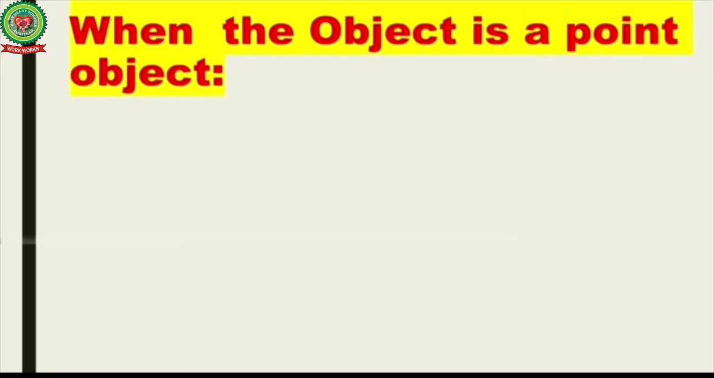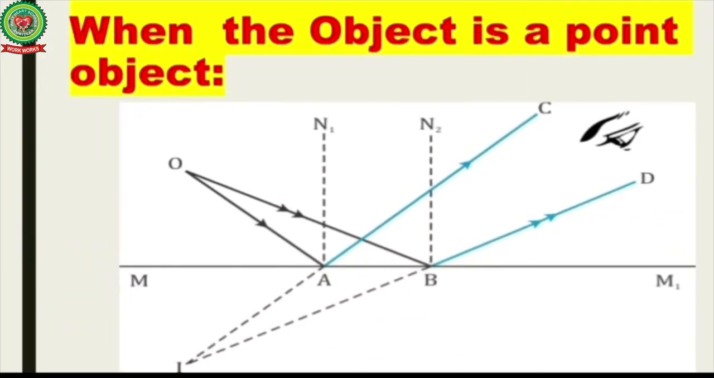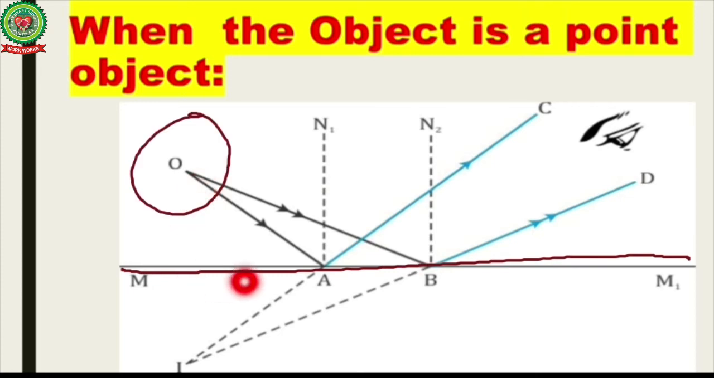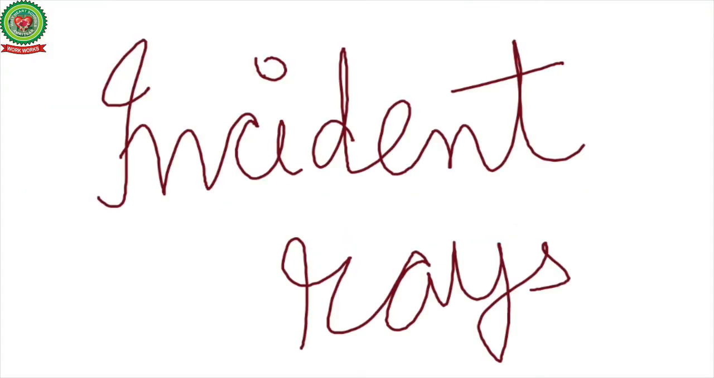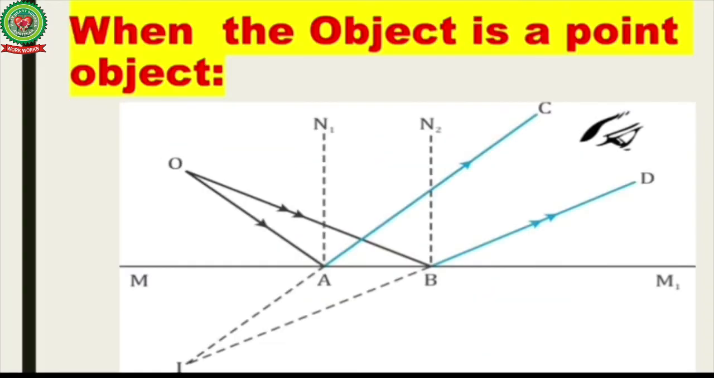Now let's discuss the first case when the object is a point object. Students, in this figure, M1 is the plane mirror, O is the point object, a dot object. From the point O, rays travel in all directions, but we consider only two rays which fall on the mirror. Let OA and OB be the rays from the point O. OA and OB are the incident rays. To find the angle of incidence, we will draw the normals at point A and point B respectively.